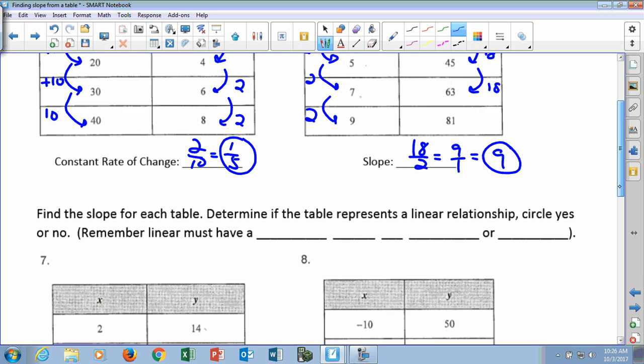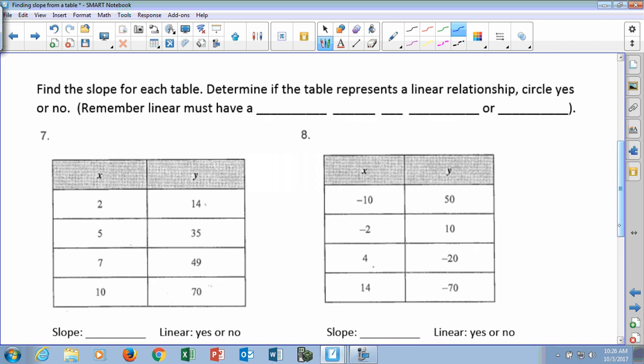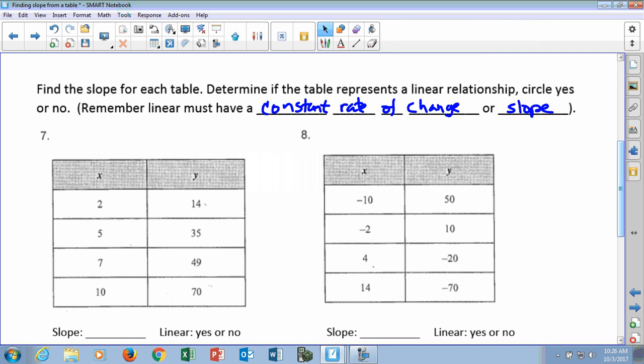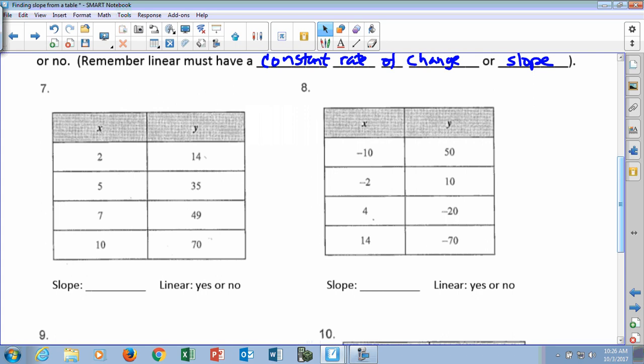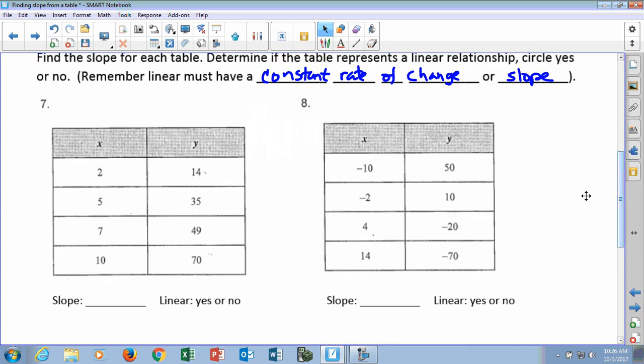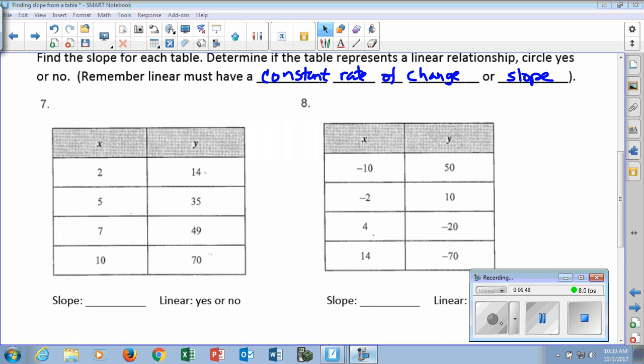All right, our last little bit here. You're going to find a slope for each table. Determine if the table represents a linear relationship. Circle yes or no. And remember, linear must have a constant rate of change or slope. So again, with your shoulder partner, I want you to attempt these 4. If you can find it, let me know what the slope is and if it's linear or not, yes or no. All right, and then we'll see how you did with those 4. So 7, 8, 9, and 10, we're going to give you about 5 minutes. Easy, right?